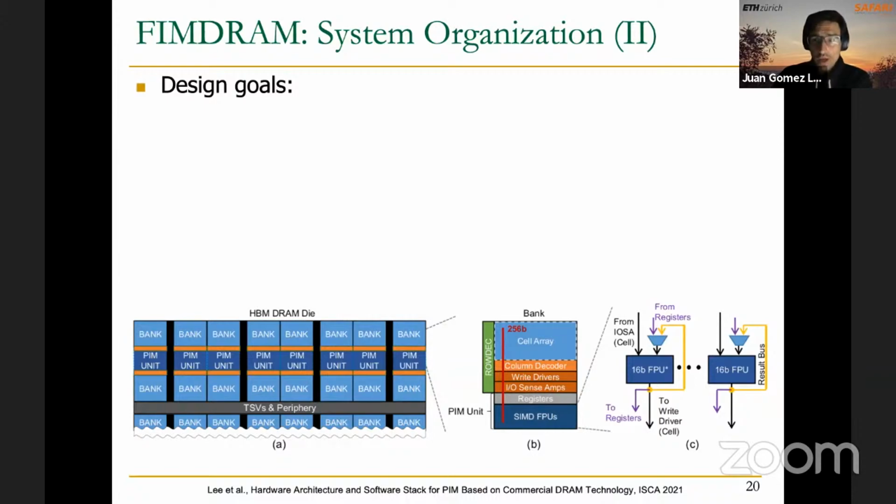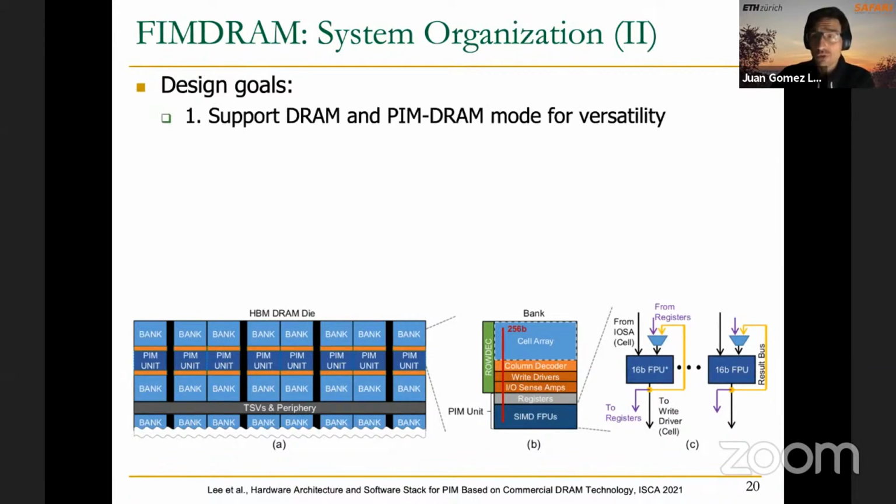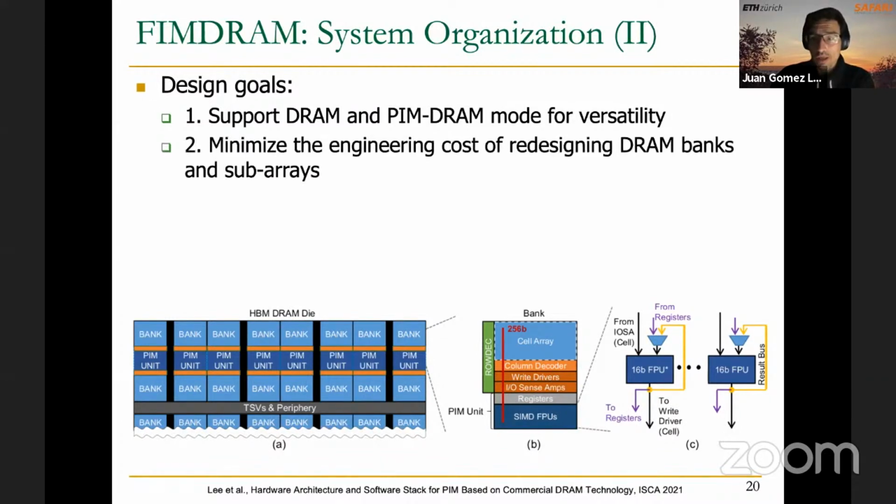When designing this FIM architecture, the Samsung folks had two main design goals. The first one is to support both conventional DRAM and PIM DRAM mode for versatility, because you may want to use this memory for computation or not, and also to be compliant with the standards.